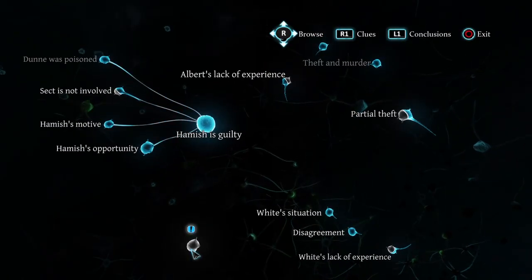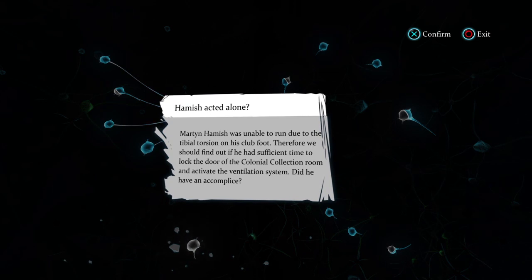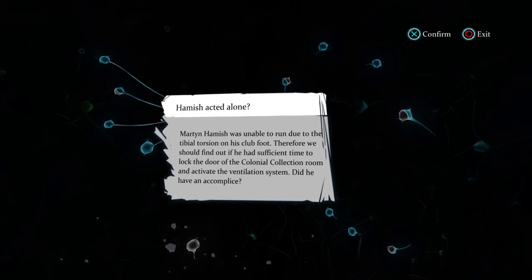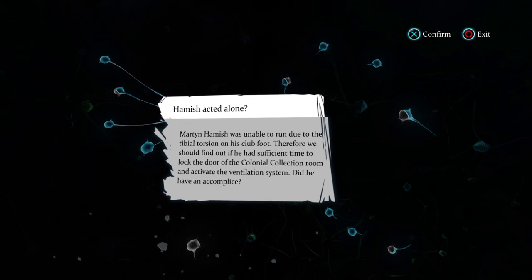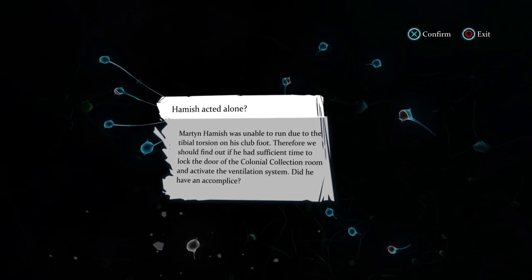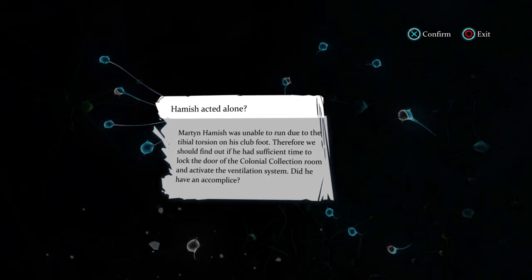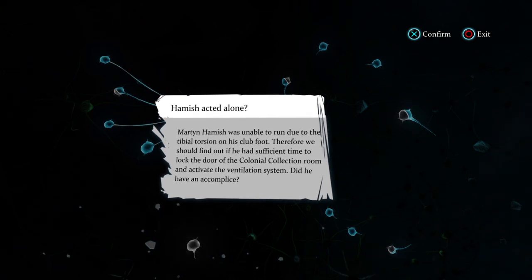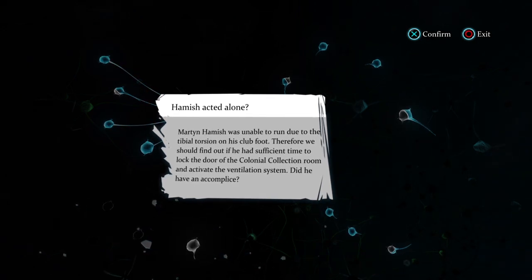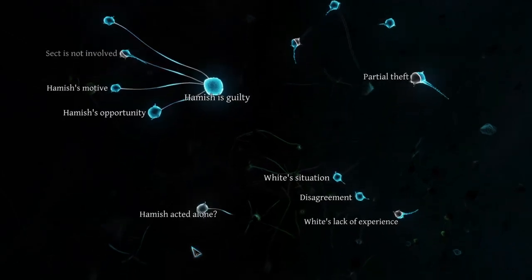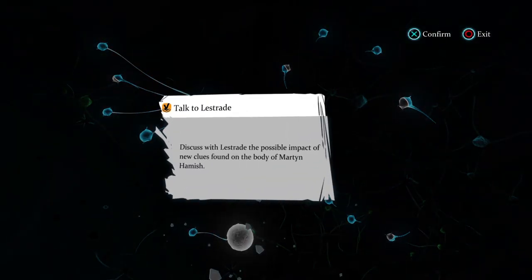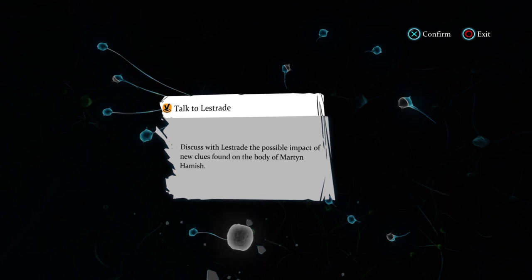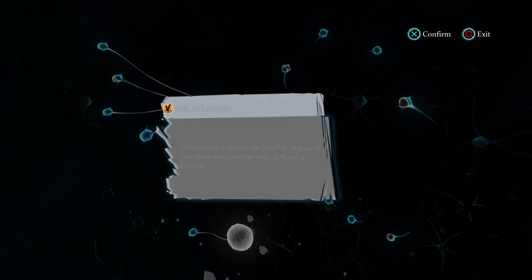Yeah, that's staged. Hamish did not act alone. Martin Hamish was unable to run due to the tibial torsion on his club foot. Therefore, we should find out if he had sufficient time to lock the door of the Colonial Collection Room and activate the ventilation system. Did he have an accomplice? He had. It has to be her. Discuss with Lestrade the possible impact of new clues found on the body of Martin Hamish. Okay.